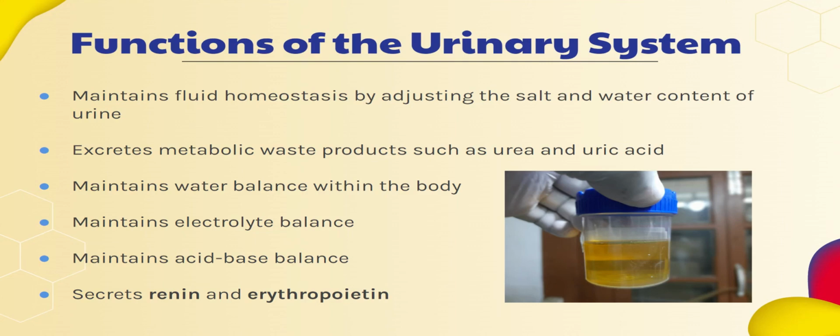Another function of the urinary system is to maintain the electrolyte balance. Electrolytes are substances that are dissolved in water. For instance, sodium, potassium, calcium, and magnesium are electrolytes. Sodium is needed for fluid balance. The body retains water if sodium is high. Loss of sodium through vomiting, diarrhea, or medications can result in dehydration.